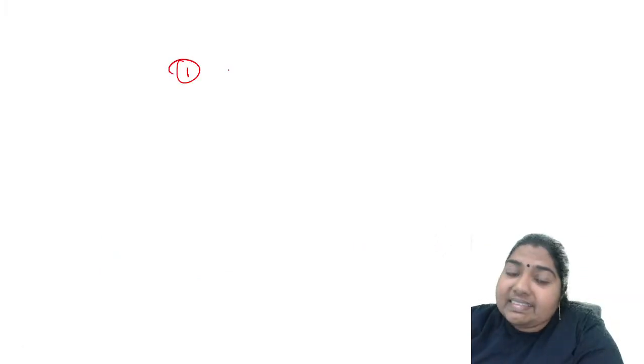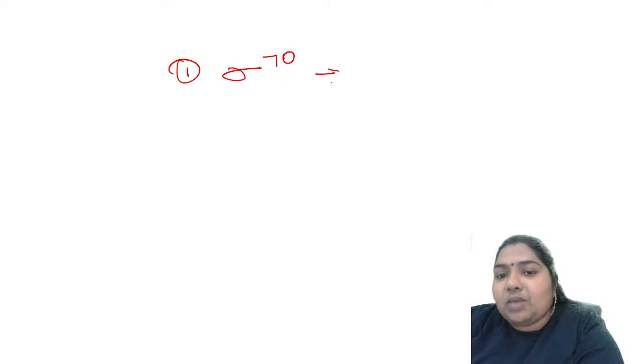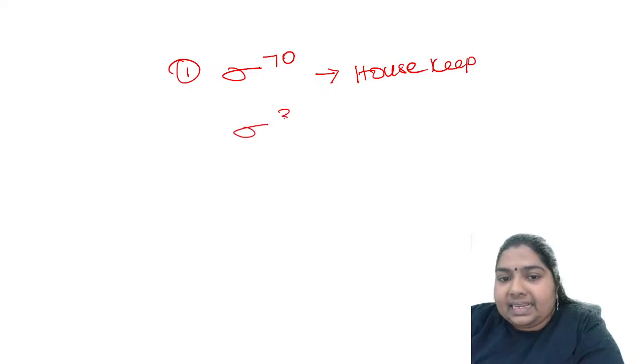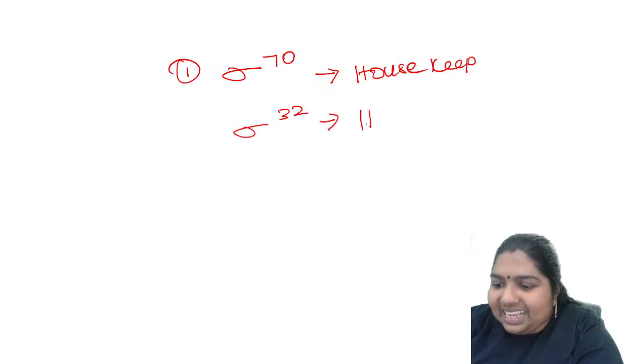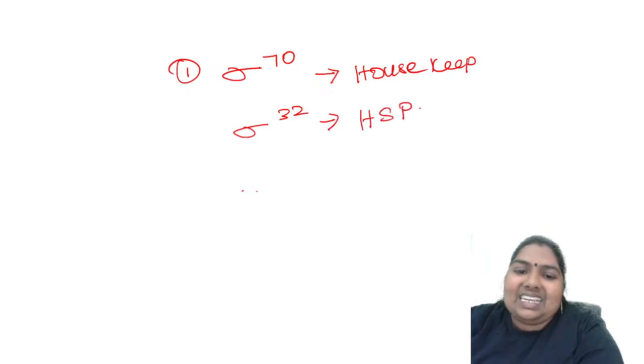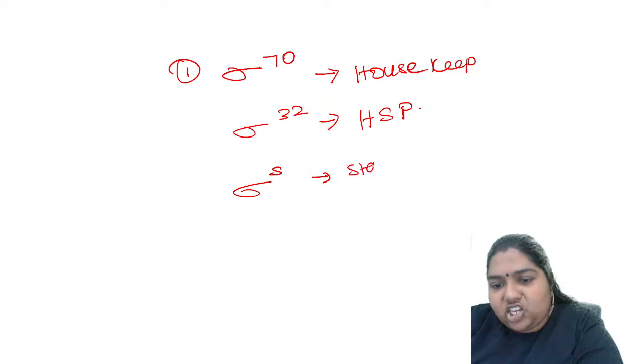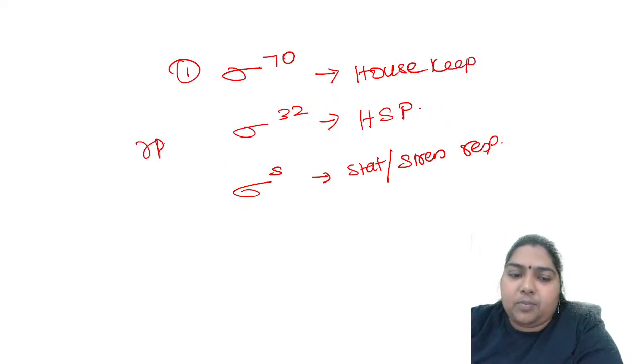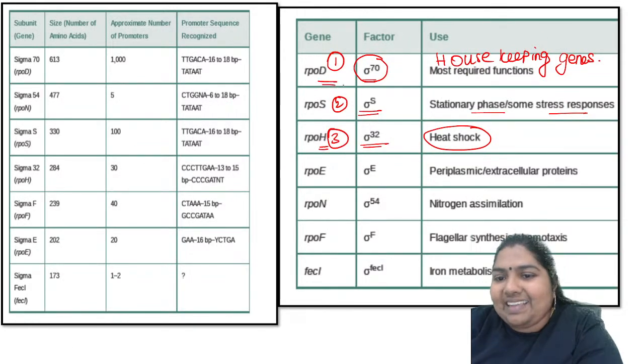The first one is sigma 70, meant for the housekeeping genes. Sigma 32 is only for the heat shock proteins. Sigma S is for stationary phase as well as the stress response. This one is RpoH and that one is RpoD. So RpoD is housekeeping, S is stationary and stress response, and 32 is heat shock.